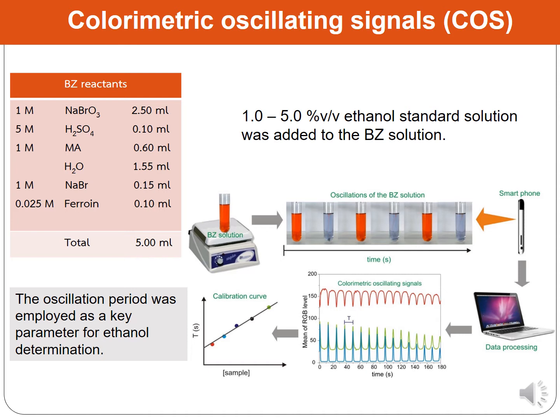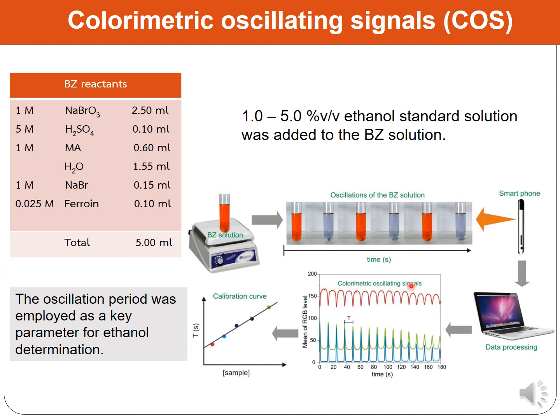For colorimetric oscillating signals or COS, the mixture containing sodium bromate, sulfuric acid, malonic acid, water, sodium bromide and ferroin was mixed in a test tube, and then the dynamics of oscillation were recorded by smartphone in video mode. Then we use the program developed in our group for data processing to get the colorimetric oscillating signal like this.